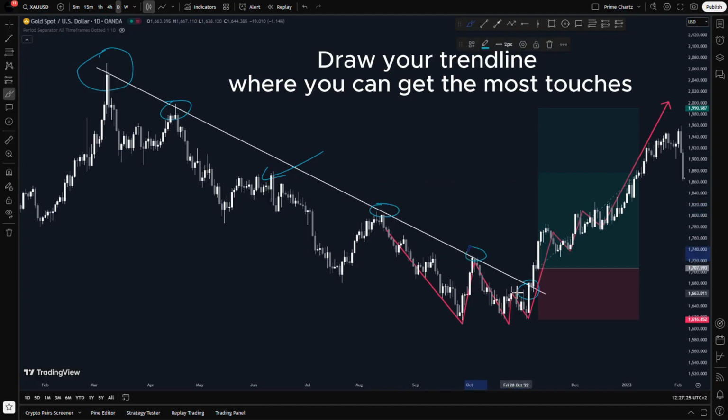It's not about being perfect, it's about finding structure. If your line gets a good number of touches and price is respecting it, you're golden. Don't stress about being exact. Trend lines are a guide, not a laser beam.